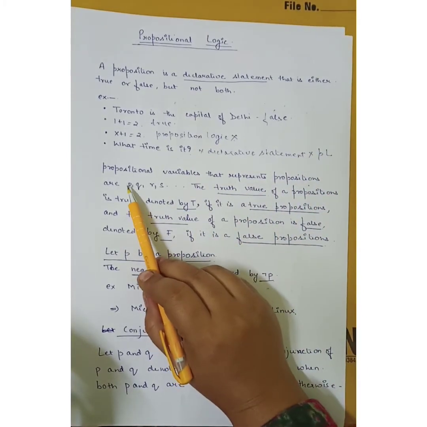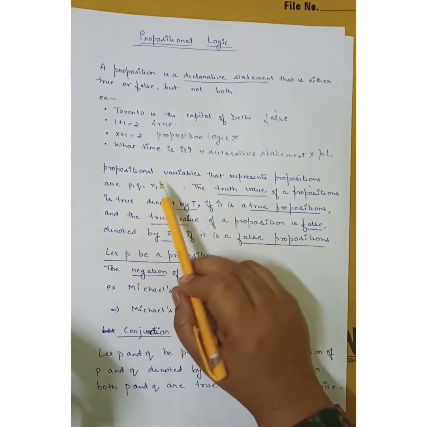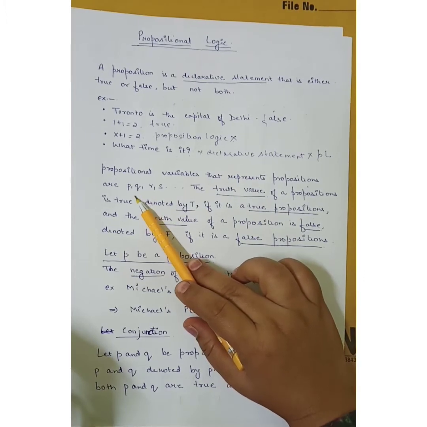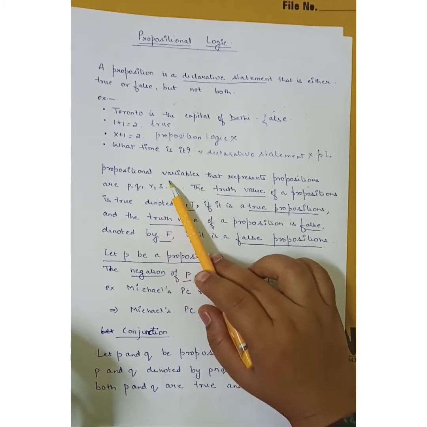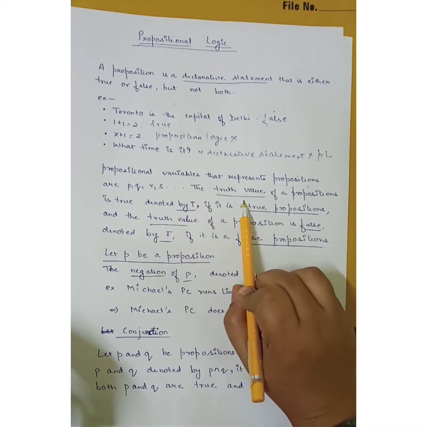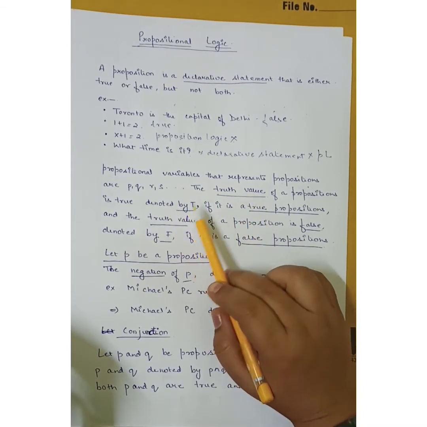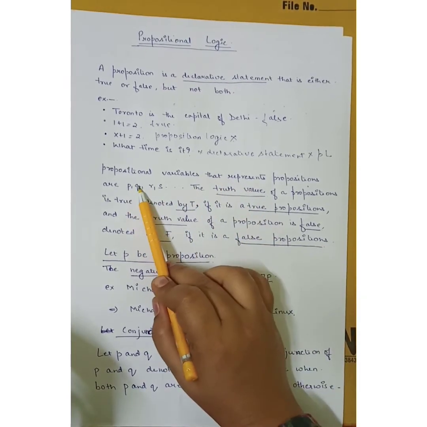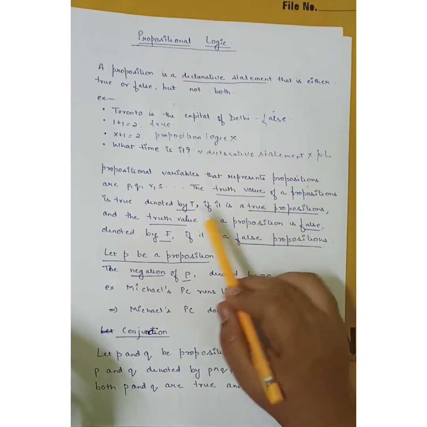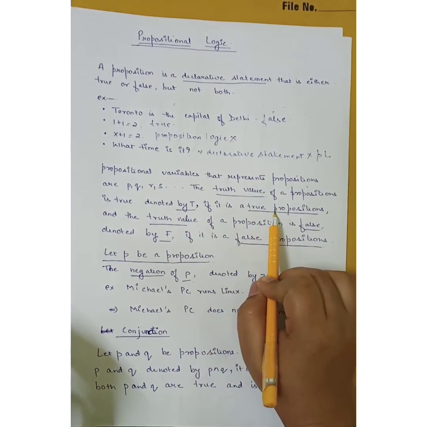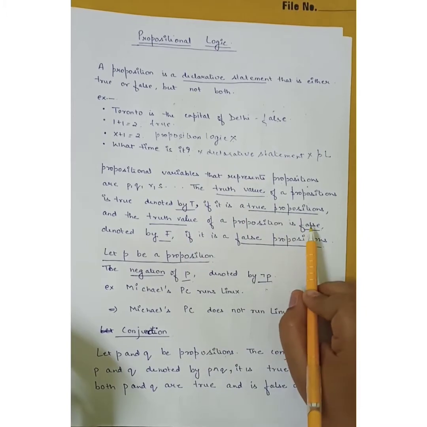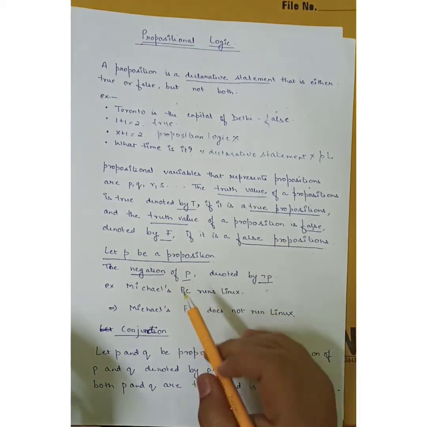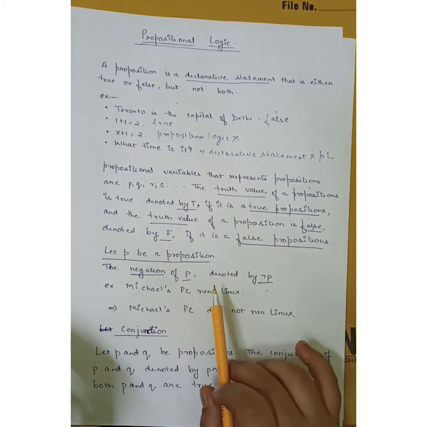So the next topic is what is a propositional variable. A propositional variable represents a proposition; with the help of P, Q, R, S we can represent our propositional variables. The truth value of a proposition is denoted by T if it is a true proposition, and the truth value is denoted by F if it is a false proposition. So here we have to work on what is negation of a proposition.